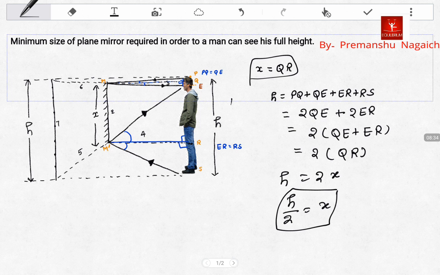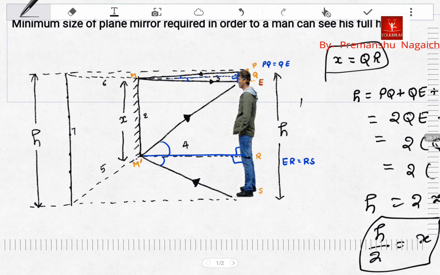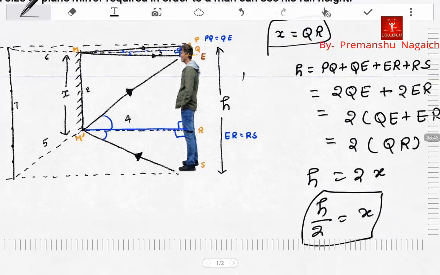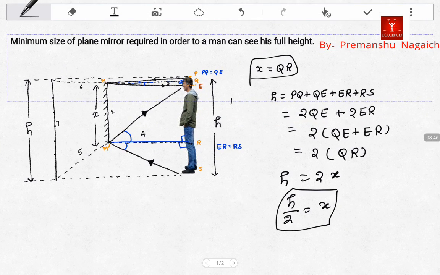We were trying to find out the minimum size of plane mirror required for this man to see his complete image. So we will need at least h by 2, at least one half of our height, in order to see ourselves in the mirror. If we have a mirror of half of our height, then we will be able to see ourselves in the mirror. It should be placed as shown in this figure. If it is placed somewhere else, then it may or may not be possible for us to see ourselves in the mirror.